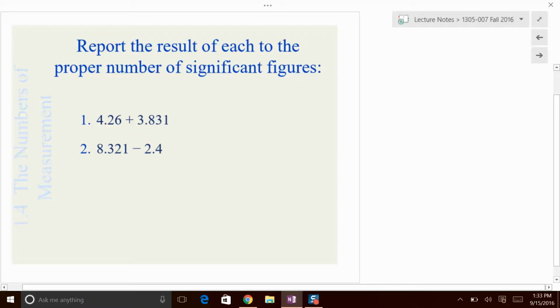So let's do that for these. Okay? Now, before I set this up or try to align it by decimal places, I don't need to. Okay? Because you can look and tell me how many decimal places am I going to record in number 1 here? 2, right? Because this has the least number of decimal places. This has 3, this has 2, so I'll cut it off at 2. So when I find my answer, what is it, by the way? 4.26 plus 3.831? 8.09. I'm going to cut it off right there. Okay? To 2 decimal places.